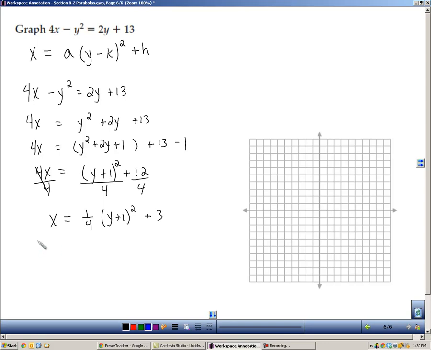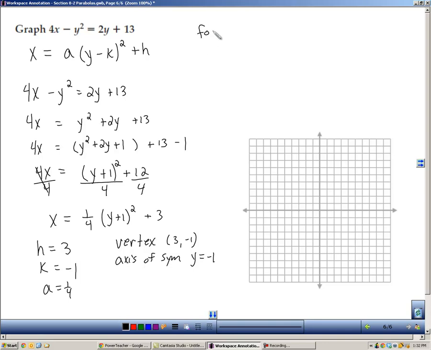So I can see that my h is 3, because the h comes at the end here, if it's in this form. My k is -1, because the k is in here after the minus sign. And my a is 1/4. So now I'm going to list all the different things that we can tell about this parabola. For example, we know the vertex is going to be at 3, -1. We know the axis of symmetry is y equals -1. It's going to be a horizontal axis of symmetry because this is a parabola that opens to the left and right.